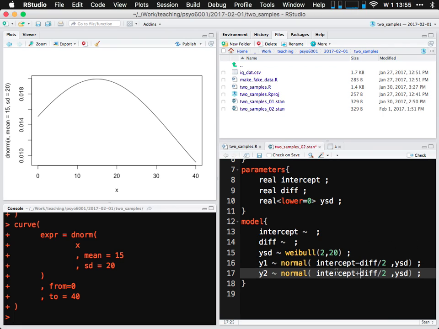If y1 is less than y2, diff is going to be forced to be positive. But if I had that backwards and y2 is actually less than y1, that'll just flip the sign of diff. It'll make diff negative. So it doesn't actually matter which one you make positive or negative. That just influences the sign of what diff is.